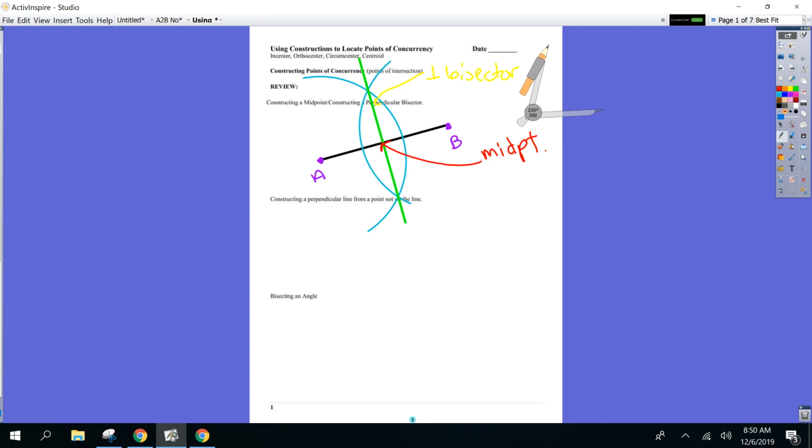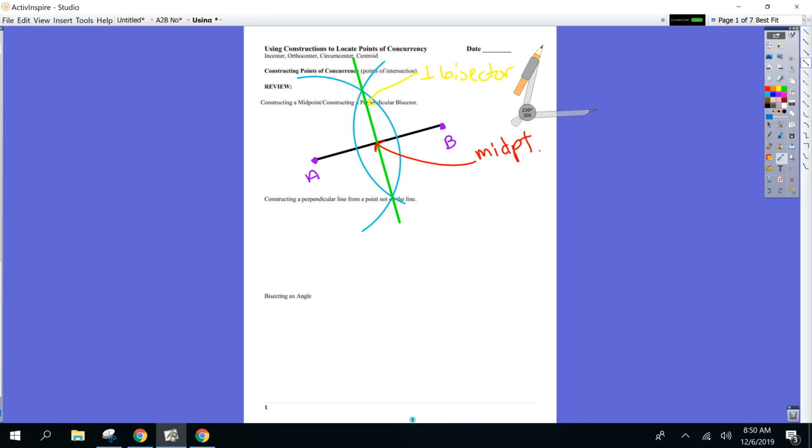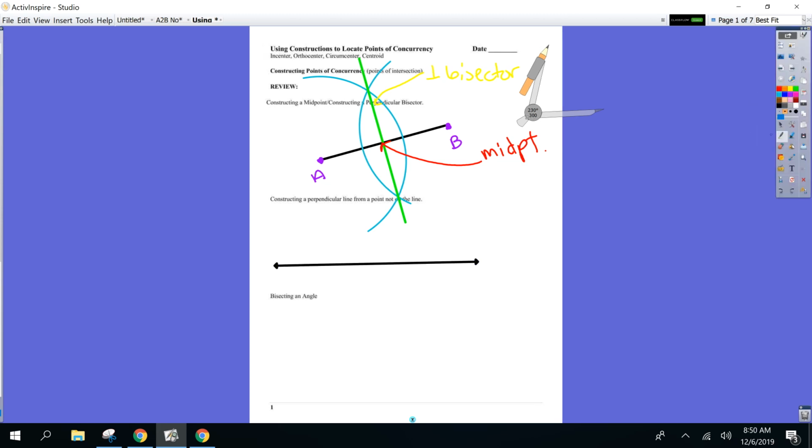Next review one. Can you draw a perpendicular line through a point that's not on the line? So take your straight edge, draw yourself a line for me. And give me a point right now that is not on the line. Anywhere not on the line. Doesn't matter where it is, just can't be on the line. All right, the last construction we did is not going to cut it here because it'll be perpendicular, but it may not go through P.